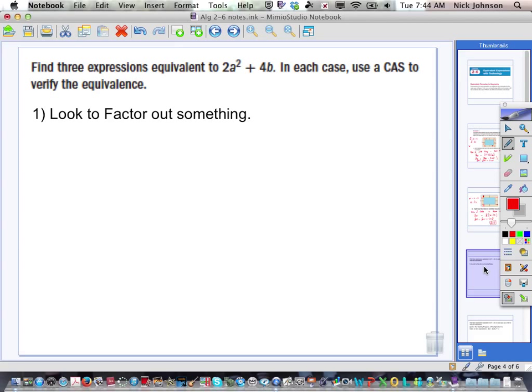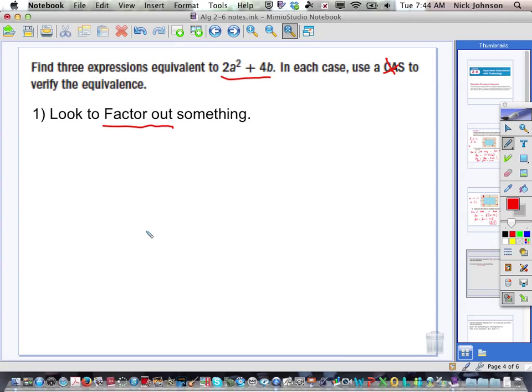Next step is we're going to find three expressions that are equivalent to 2a squared plus 4b. In each case, use a CAS calculator to verify the equivalence. We're not going to do that. We're just going to use our math. Step 1: how you can find an expression to show that it's equivalent is you can look to factor something out.